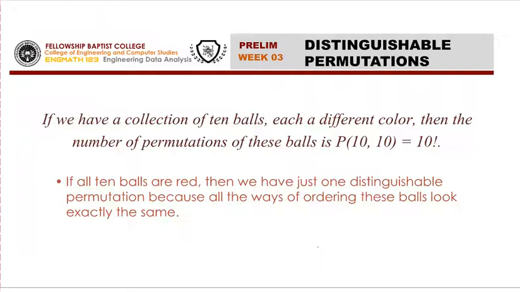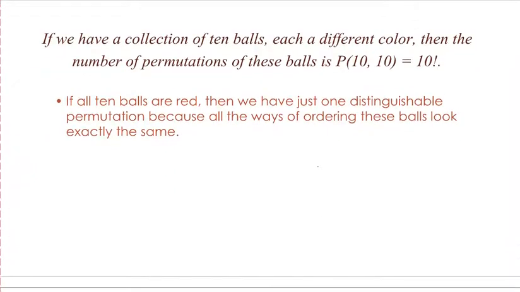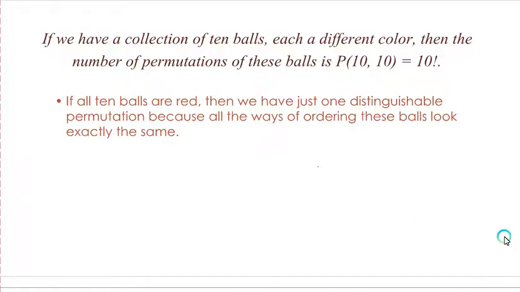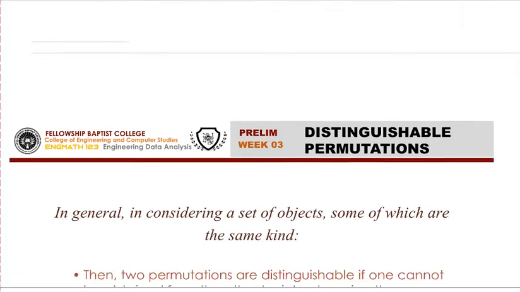Okay, so kay kun lainanay ang aton nga mga colors nga ginagamit on a specific category of balls, we have just one distinguishable permutation. All the ways of ordering these balls look exactly the same.